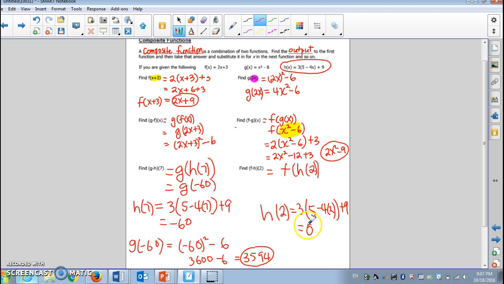Then what do I need to do? I need to plug in 0 for h of 2. I replace that. So now what we're doing is f of 0. What am I supposed to do? I just plug in 0 for x. So f of 0 will be 2 times 0 plus 3, which will be 3.